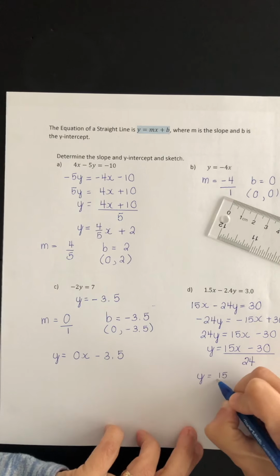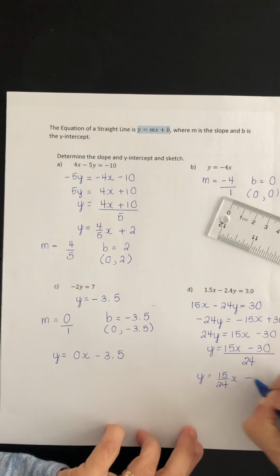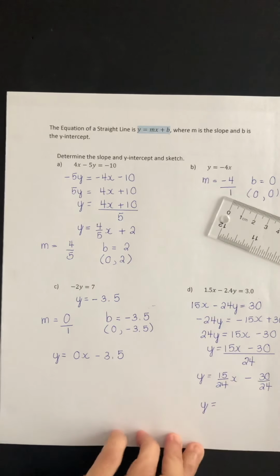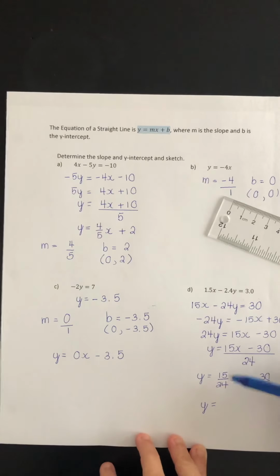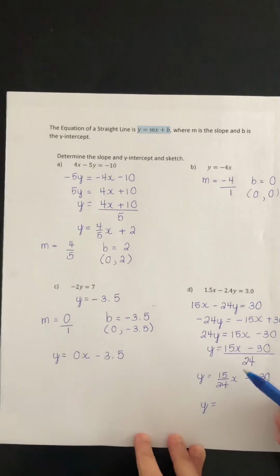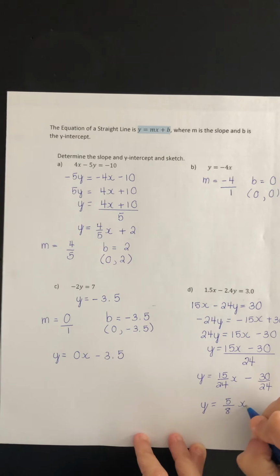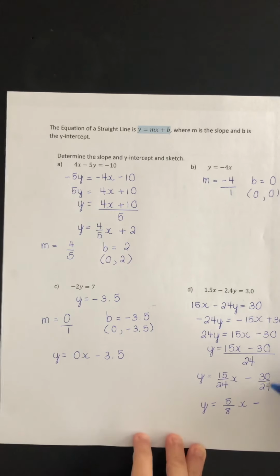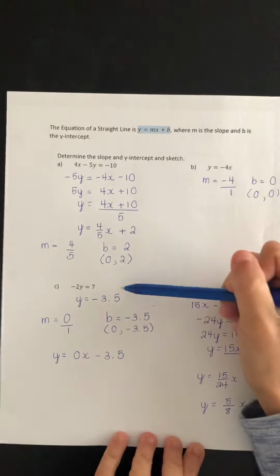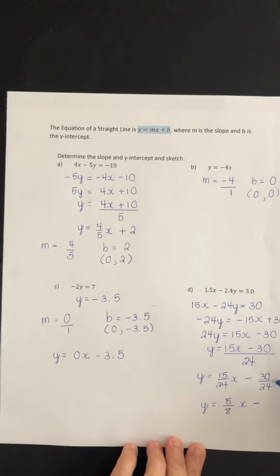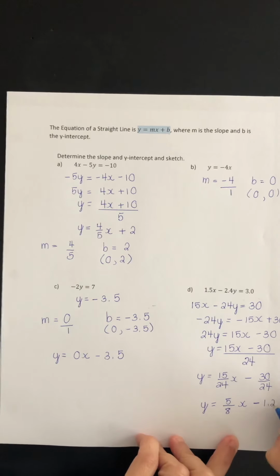So here's what we get. We get 15 over 24x minus 30 over 24. The slope should remain as a fraction because remember, we need to have information about rise and run, but we are going to reduce this. Okay, so here these numbers are divisible by 3. So that's going to be 5 over 8x. Okay, this number, however, the y-intercept, remember it's fine as a decimal. So you might prefer to go to a decimal here. So 30 divided by 24 is 1.25.